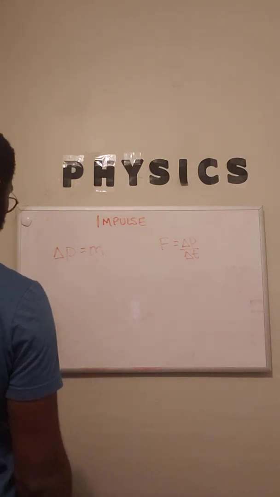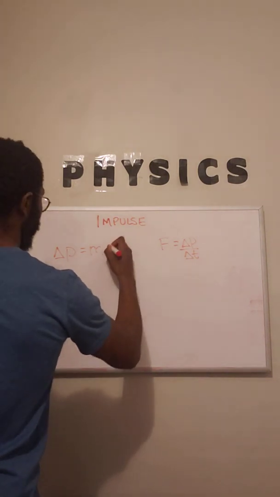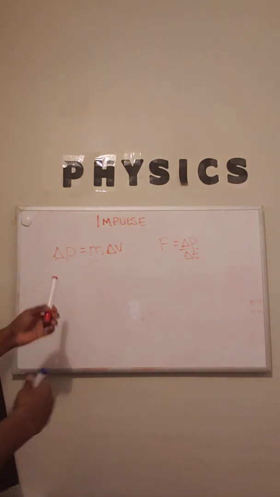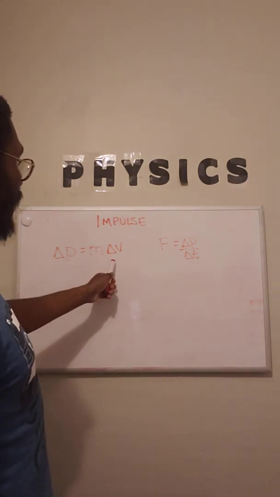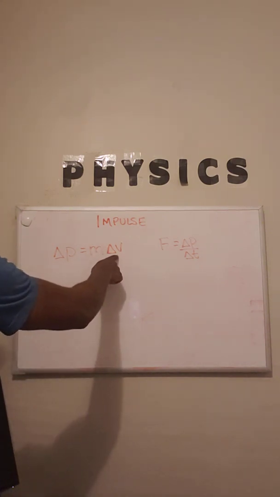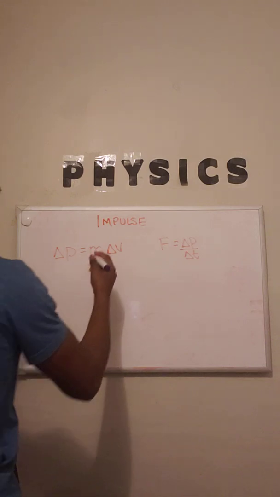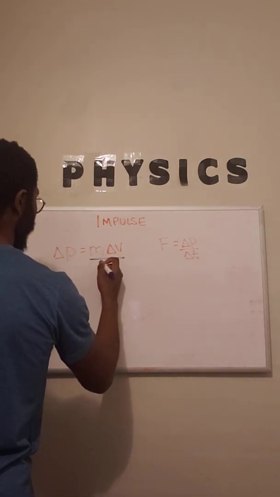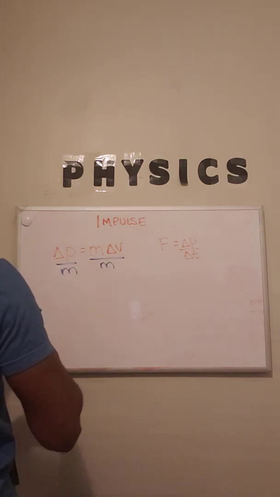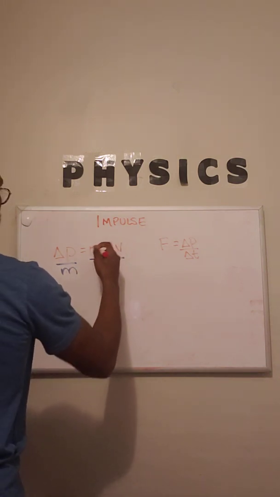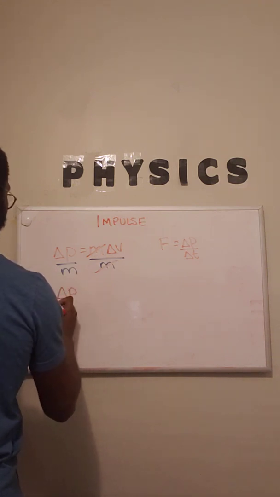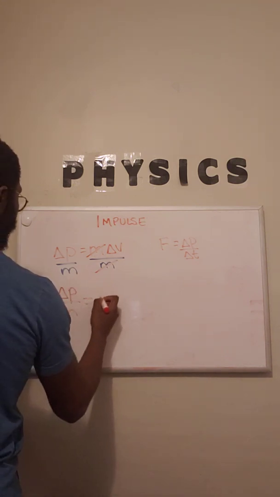Now, let's say we know the mass, but we don't know the change in velocity. Instead of dividing by the change in velocity, we're going to divide by mass, because we're trying to isolate the change in velocity in this third scenario. So we divide by the mass on both sides, and that leaves us with the change in velocity by itself. So we end up with delta p divided by m is equal to delta v.